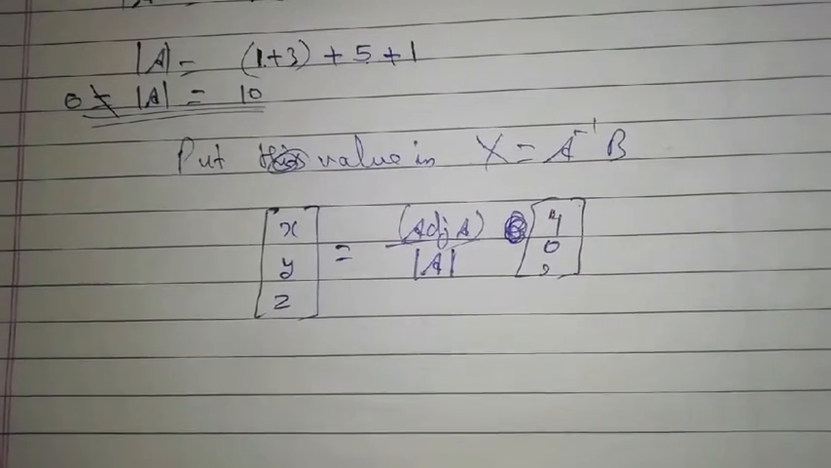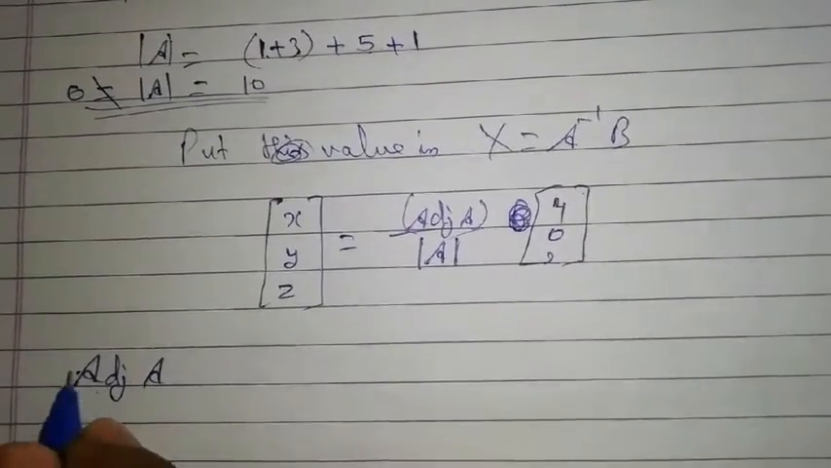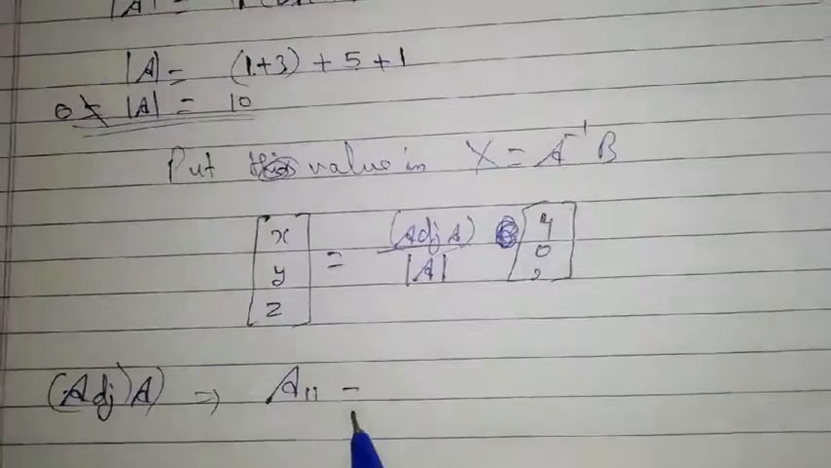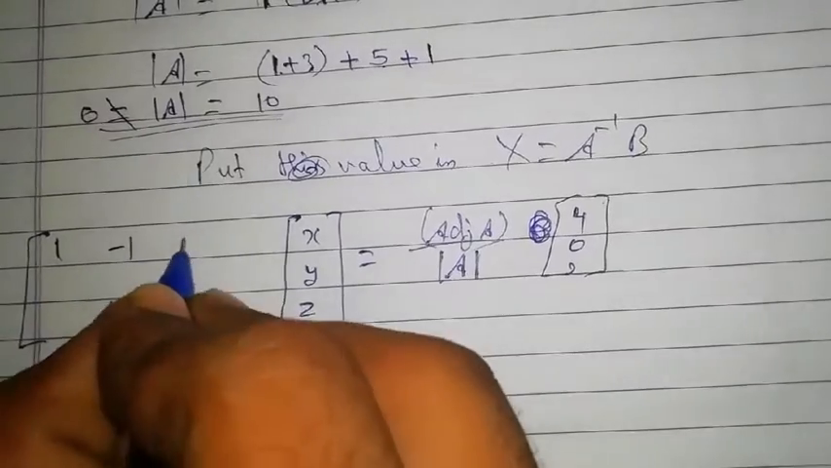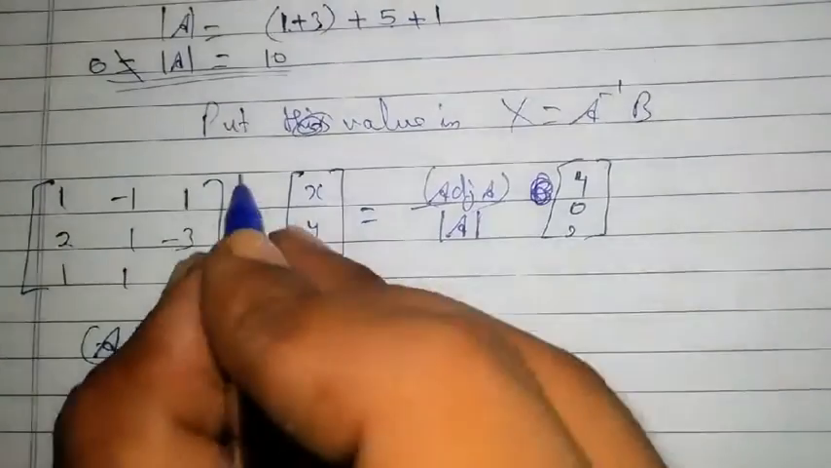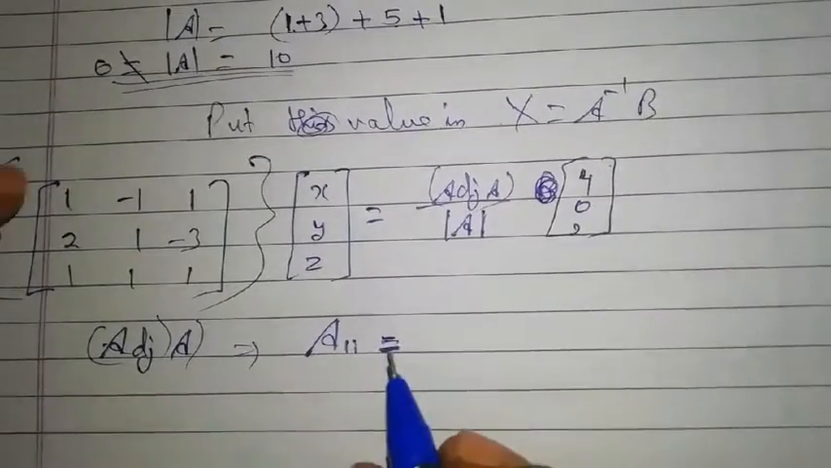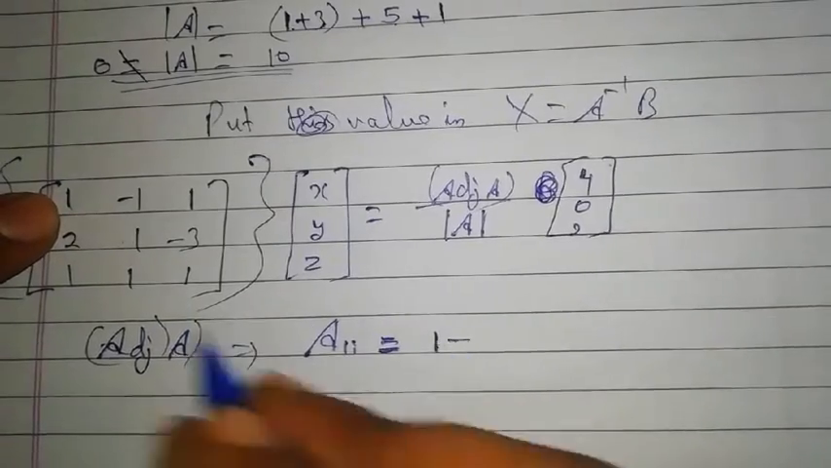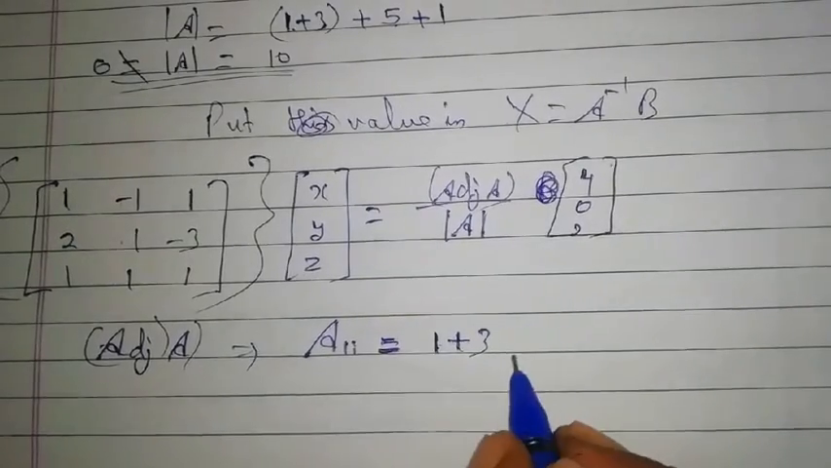Adjoint A means we have to calculate the value of every one of the 9 elements. So first of all we will find A11. So what is A11 here? Let me write the matrix over here. So the matrix is 1, minus 1, 1, 2, 1, minus 3, 1, 1, and 1. This is our matrix. This is a separate part, don't mix it with that. So A11 is equal to, look, this is A11, so we will leave the row and column, and this will be 1 ones are 1, minus 3 ones are 3, and minus 3 will be plus 3. So A11 is equal to 4.